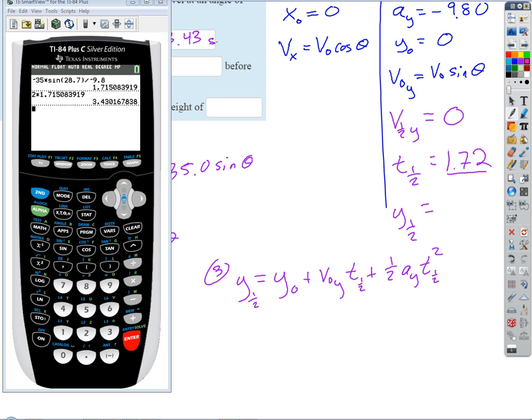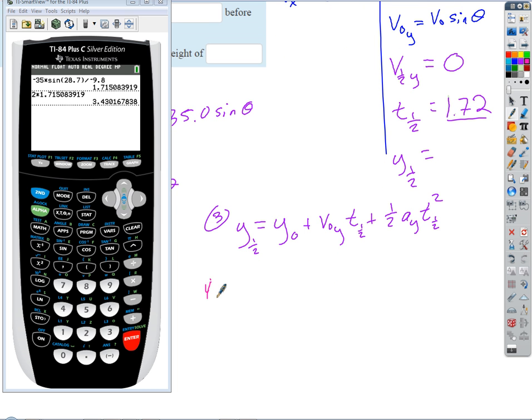Could also use number 4, because we know that the starting position is 0, and so the displacement is really just how high it goes, right? Does that make sense? So we could use this one. We could say v sub y at the halfway point squared minus v naught sub y squared equals 2a sub y times delta y, right? Let's do that one. That's probably the easiest one, isn't it?